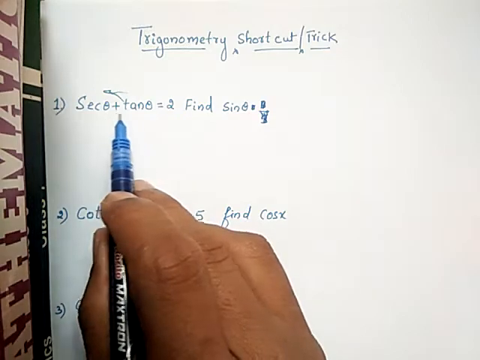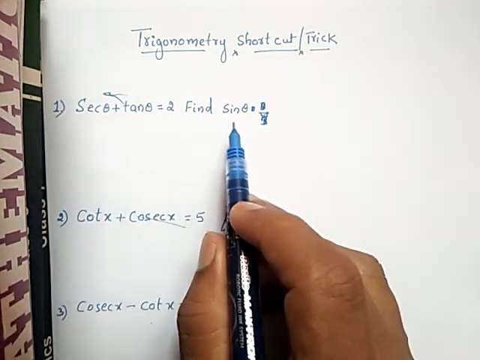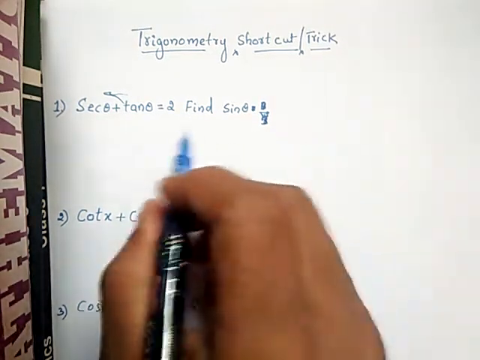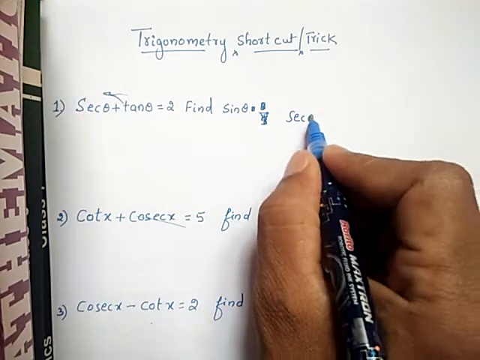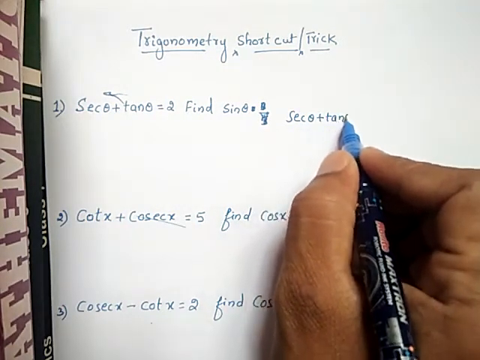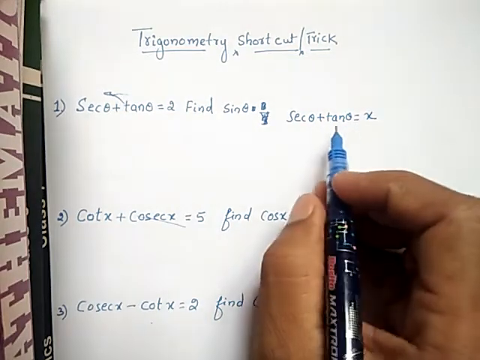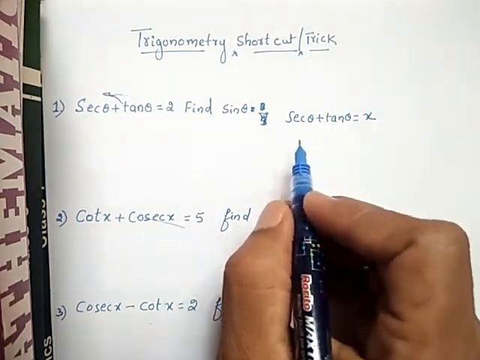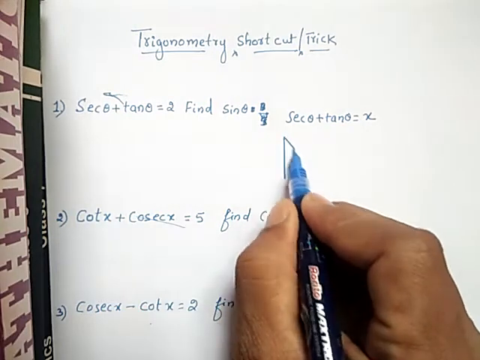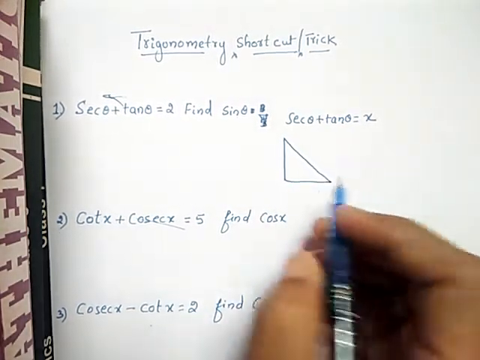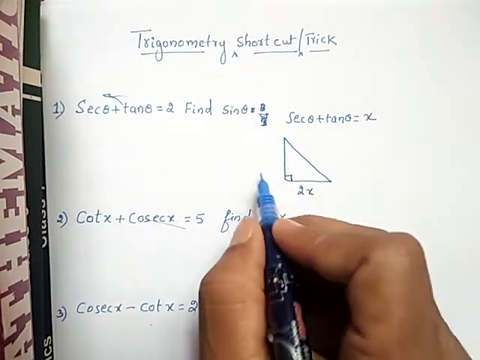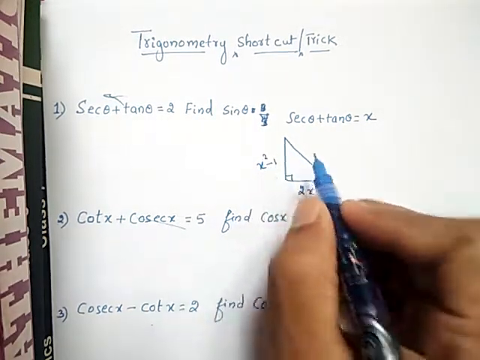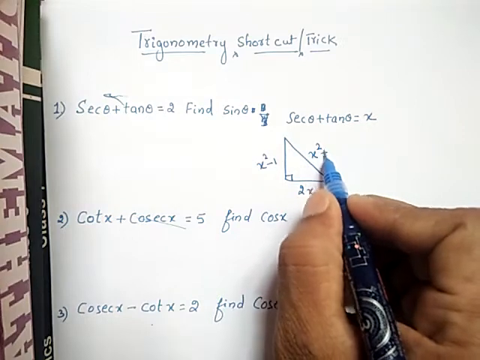See here, sec theta plus tan theta is equal to 2. We need to find sin theta. This is in the form sec theta plus tan theta equal to x. If any question is in this form, you can use the Pythagoras theorem. Draw a right angle triangle like this. Simply take 2x here, this is 90 degrees, and take this as x square minus 1 and this as x square plus 1.